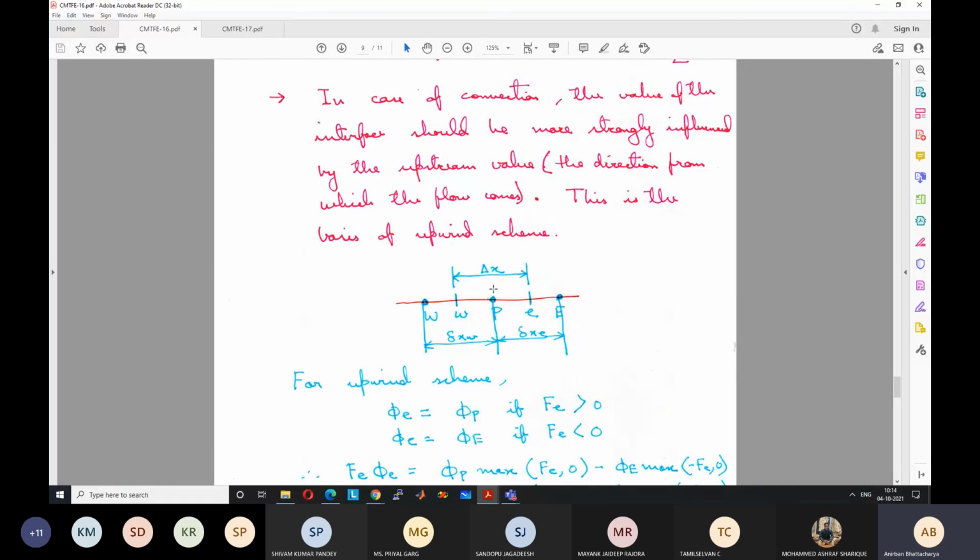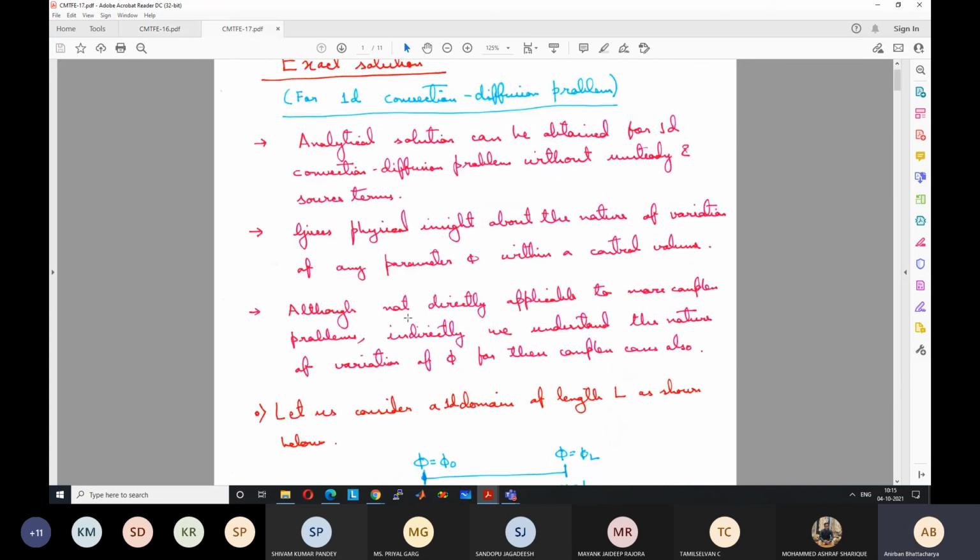If we know the actual variation, whether it is linear, non-linear, exponential, logarithmic, whatever is the expression, then we can easily find the value at any point. And particularly at the interface, we can find the value. And that will be the correct, exact value. Now this exact value will be only true for this 1D equation or 1D domain because we will be deriving it for 1D. But it will give us good hints or pointers for 2D or 3D problems also. So that is what we will try to do.